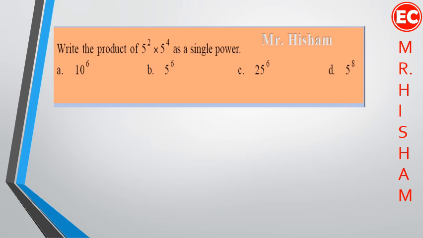Write the product of 5 power 2 times 5 power 4 as a single power. I know that I have the same base, so I'm going to add the power. This one is very easy, so it's 5 to the power of 6.